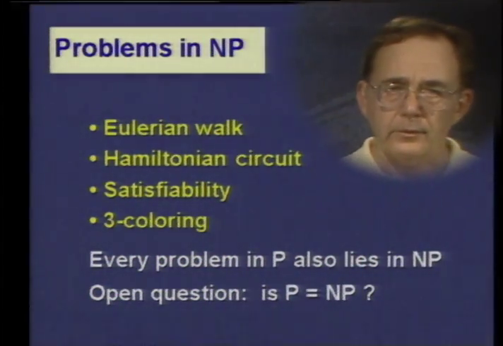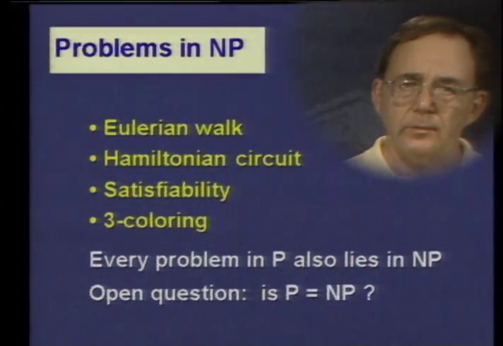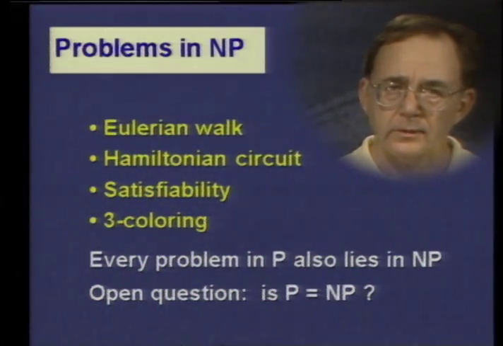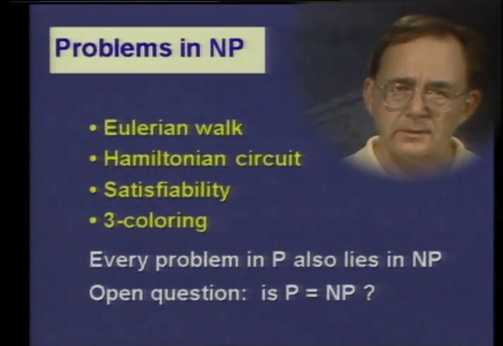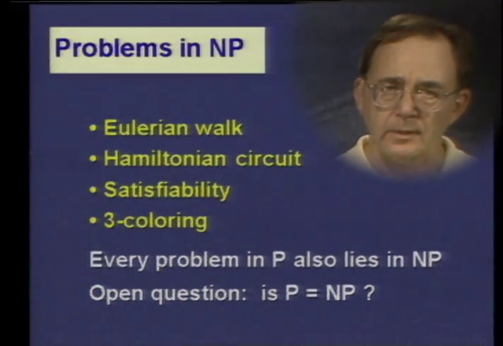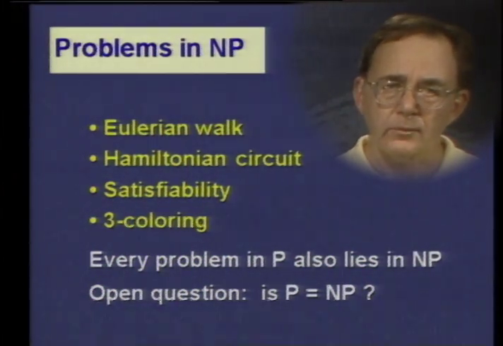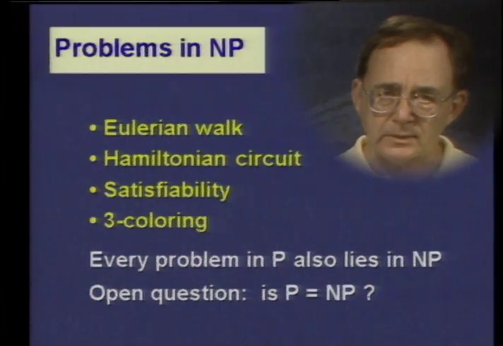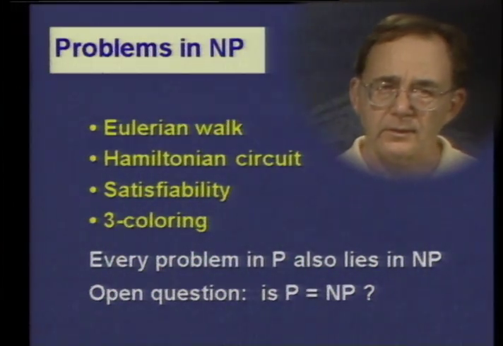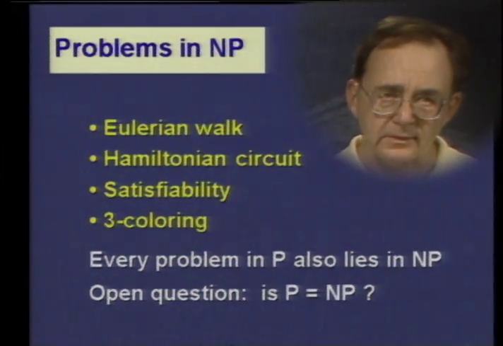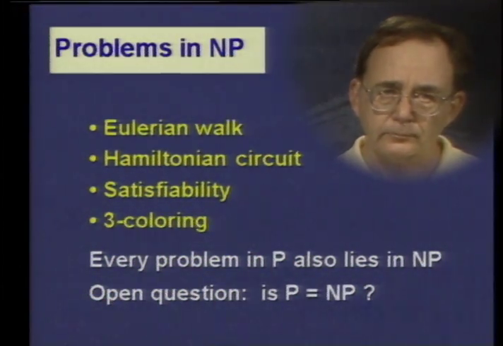So for example, the Eulerian walk problem lies in NP because the witness in this case would be just the walk itself, and it's easy to check the walk. And for similar reasons, the Hamiltonian circuit problem, the satisfiability problem, and the 3-coloring problem all lie in NP. For example, in the case of the 3-coloring problem, the witness would be simply the assignment of colors. And given that assignment, it's rather trivial to check that no two adjacent vertices have the same color.